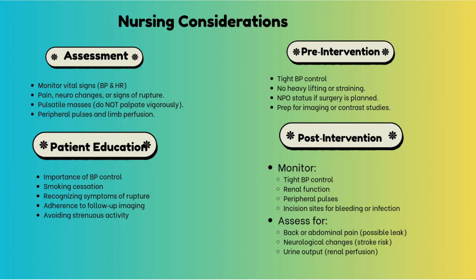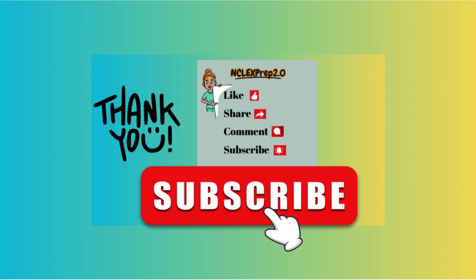Patient education. Educate them on the importance of BP control because the main problem here is blood pressure. It's going to pop that thing open. Smoking cessation, recognizing signs and symptoms of rupture, adherence and following up with imaging and medication. Avoid strenuous activity while at home.